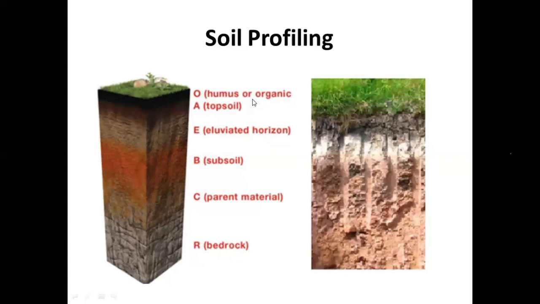Okay, nice question. Why do we designate them as O, A, E, B and so on? O means, as I have already mentioned, the organic materials, so we find organic materials in this portion. That's why we call it the O horizon. A means the alphabetical order starts with A, that is the topsoil, in the top portion. That's why we call it the A horizon.